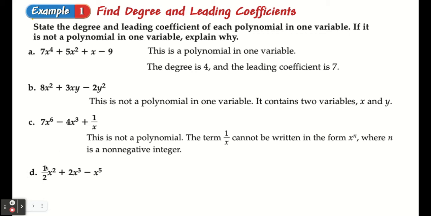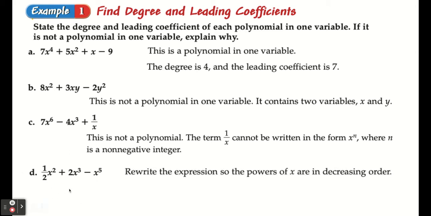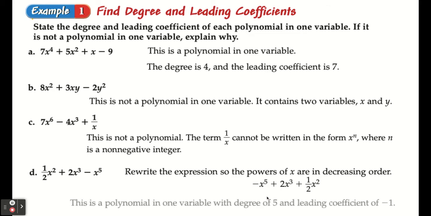Let's look at D, 1/2 x squared plus 2x to the third minus x to the fifth. This is in fact a polynomial in one variable. We could rewrite it so the powers of x are in decreasing order, so we can write it like this. Again, this tells me that the degree is 5 and it has a leading coefficient of -1, because it's -1x to the fifth. So D would be a degree of 5 with a leading coefficient of -1.